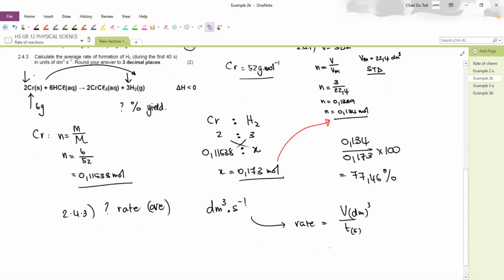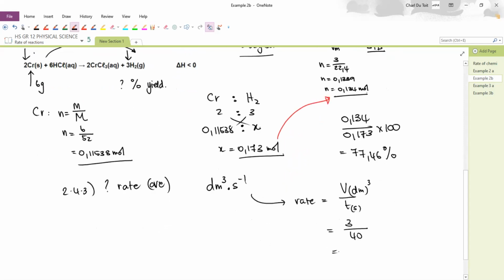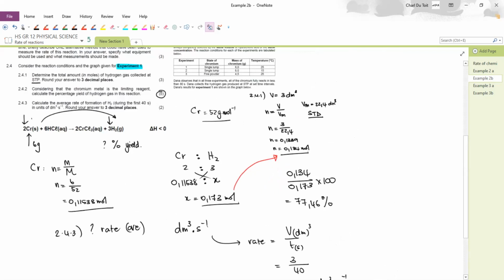That's not difficult. What is the volume produced? 3 cubic decimeters. And the time? 40 seconds. So sometimes we get caught out with this because we don't have a proper equation for this. It's 0,075 cubic decimeters per second. That's easy. This part of the chapter isn't that difficult. There's a lot of reading and a lot of graphs sometimes. Sometimes you have to draw your own graph. If they've given you a graph paper at the end, you must use that.